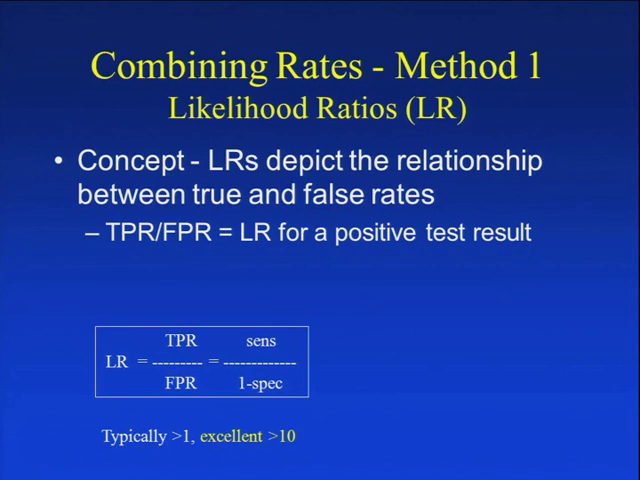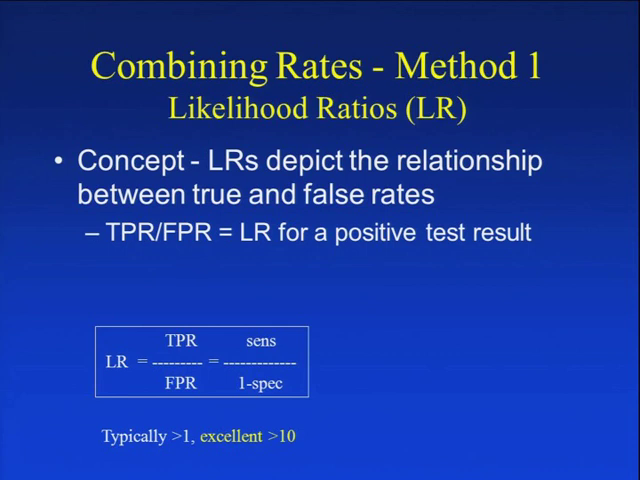Likelihood ratios are one way to combine this. Likelihood ratios depict the relationship between true and false rates. So if you were to put a ratio of the true positive rate over the false positive rate, that would actually be the likelihood ratio for a positive test result. And here's how it's captured: sensitivity over 1 minus specificity. If your likelihood ratio is greater than 1, then a positive test will increase your likelihood of having the disease compared to when you started before. If it's better than 10, it's a really good test.